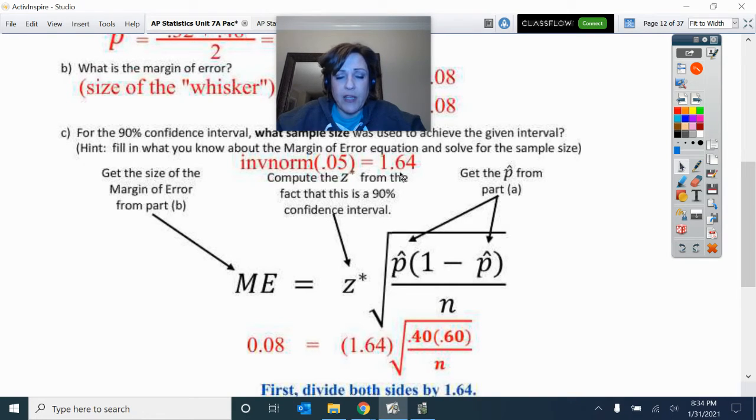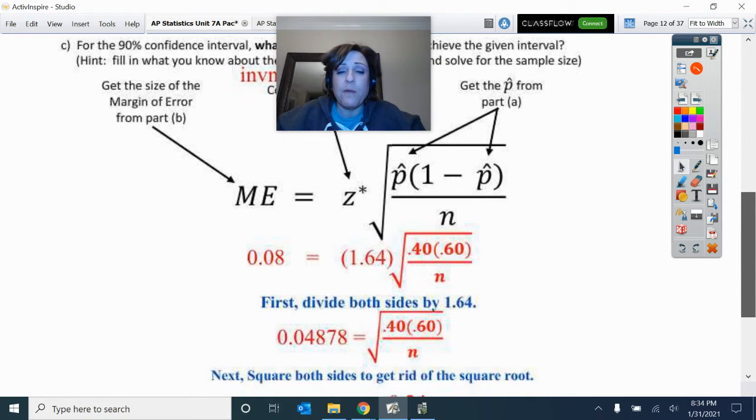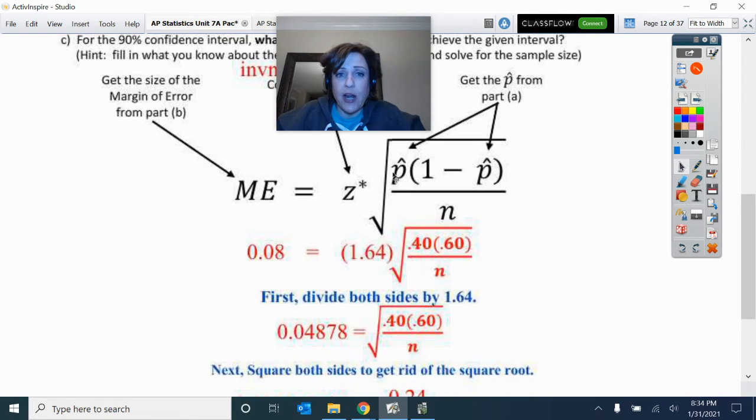So our critical value is 1.64 and we have a margin of error. This particular one had a margin of error of 0.08. So when we fill these in, we also knew that our p hat, our sample proportion, was 0.4. So here was everything filled in with the n.